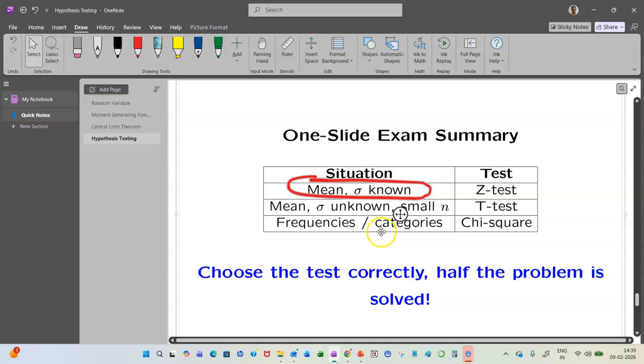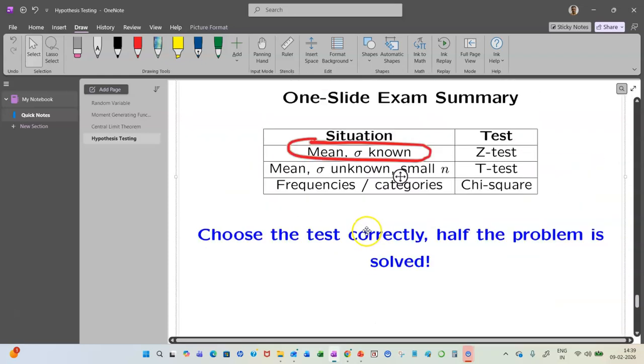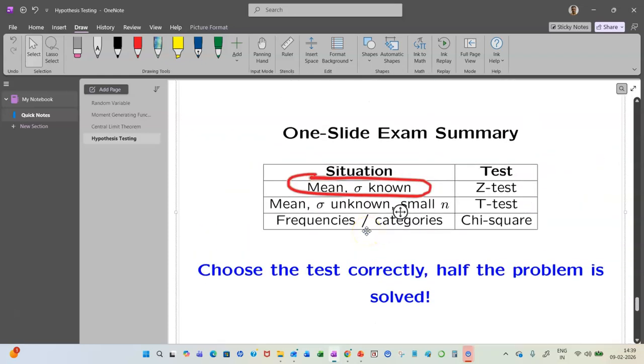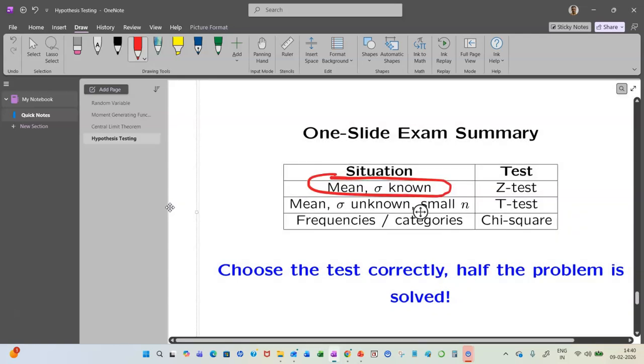Choose the test correctly, half the problem is done. So please remember, when mean and sigma are both known, we use z-test. When sigma is unknown and n is small, we use t-test. And for goodness of fit, for test of independence, we need chi-square test.